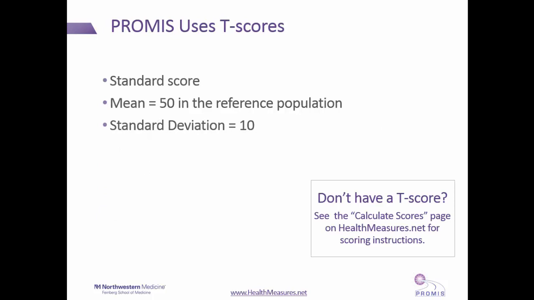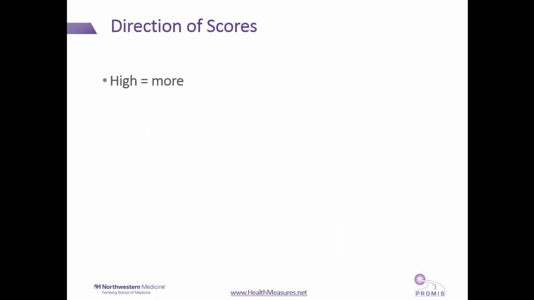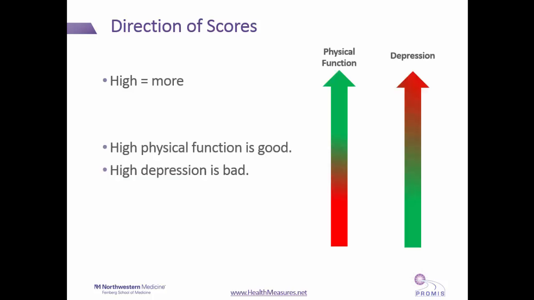PROMIS uses T-scores. A T-score is a type of standard score that has a mean of 50 and a standard deviation of 10. High PROMIS scores mean more of what is being measured. Sometimes this is desirable and sometimes this is not desirable. For example, having high levels of physical function is good. Having high levels of depression is not good.